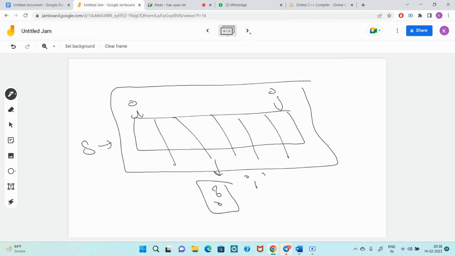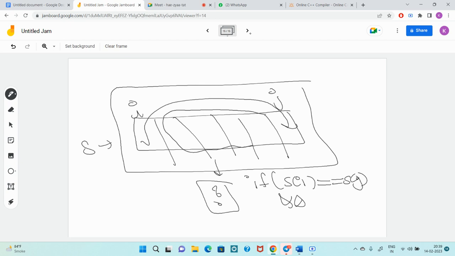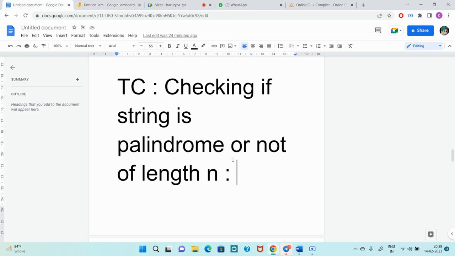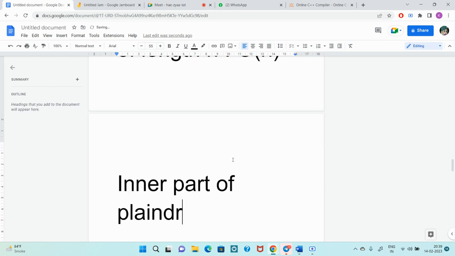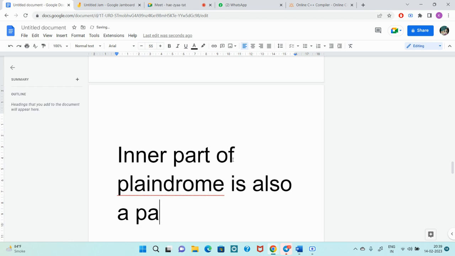Say you put an if condition. If S of i is equal to S of j and say this is matching this and you already know that this part is a palindrome, then you can directly say that dp of i of j is true. Got my trick? Because the inner part of a palindrome is also a palindrome. Let me write that. I'm saying this in a basic way, okay?